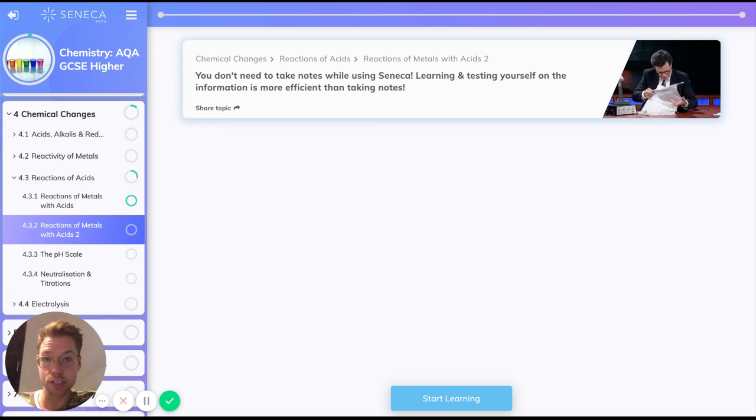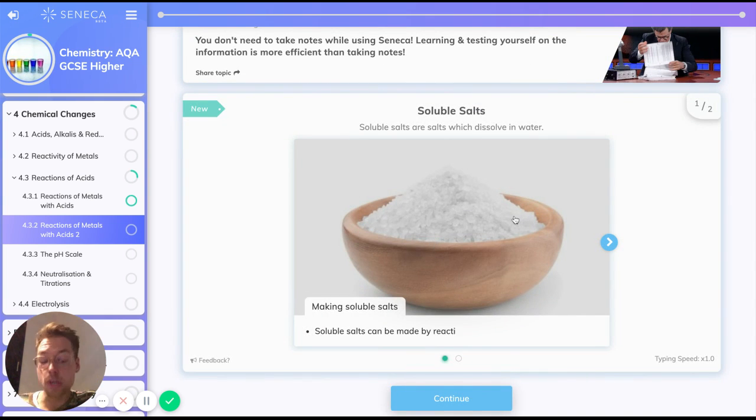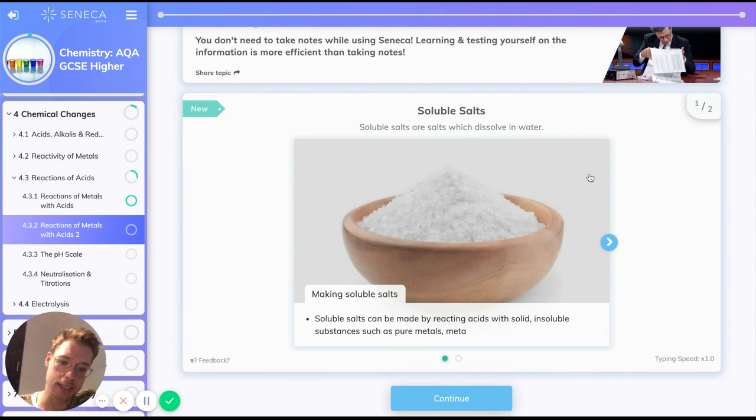But sadly, GCSE Chemistry is a cruel mistress, and there are even more reactions of metals and acids that you need to know about. And that's what we're going to talk through today. So the first thing we're going to talk about is making soluble salts.